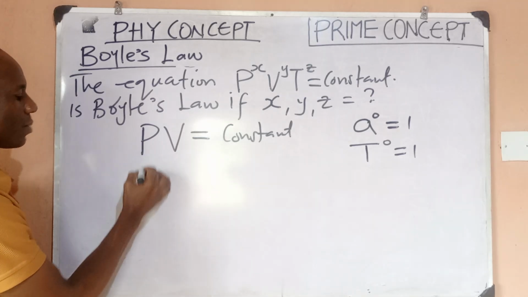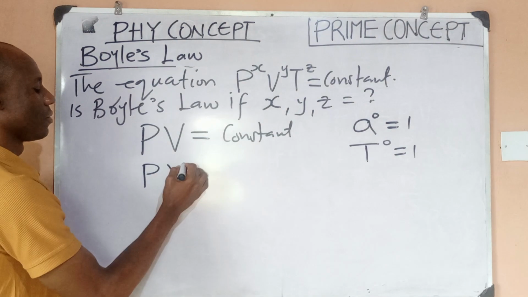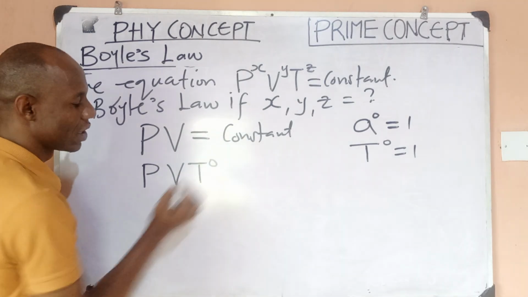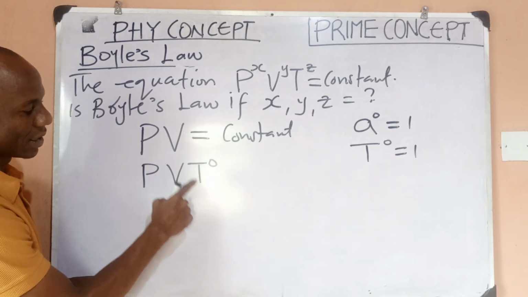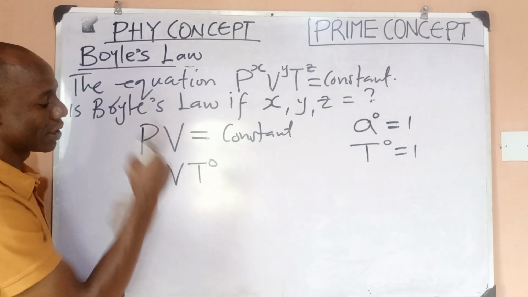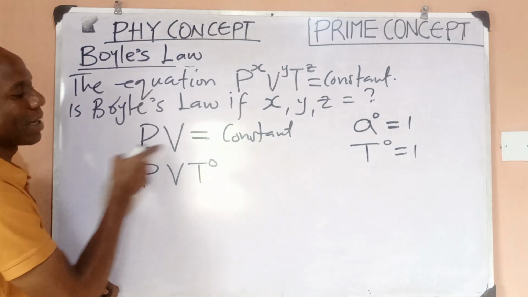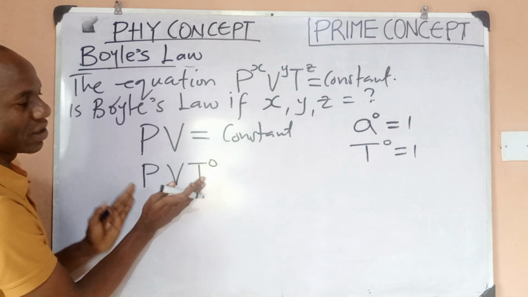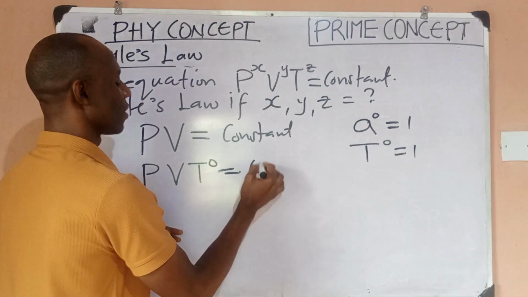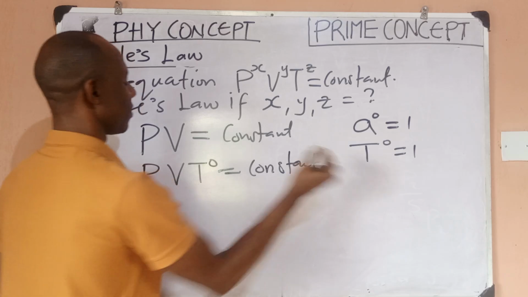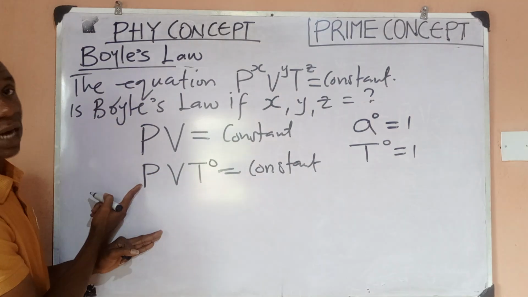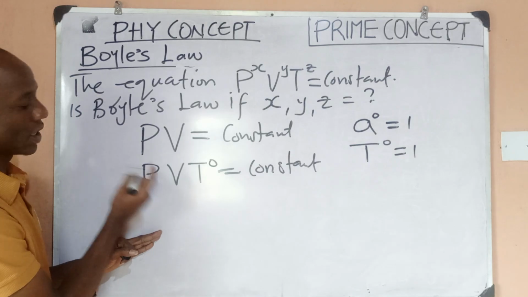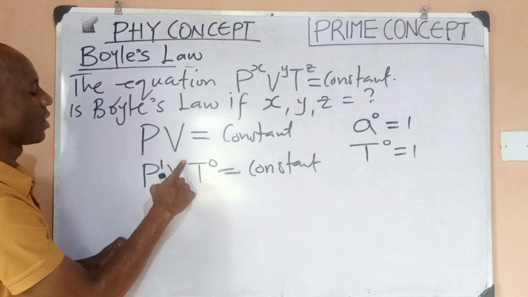So I can still say this is Boyle's law, P, V times T. But when I'm introducing temperature, I should give it a power of 0. So that when T raised to the power of 0 is 1, 1 times PV, I'll still get back PV. So when I do this with T taking the power of 0, it means this is still Boyle's law, equal to what? Constant, right? Now, of course, whenever you write a variable and there is no power, it simply means that the power that is there is what? 1. You are very correct.